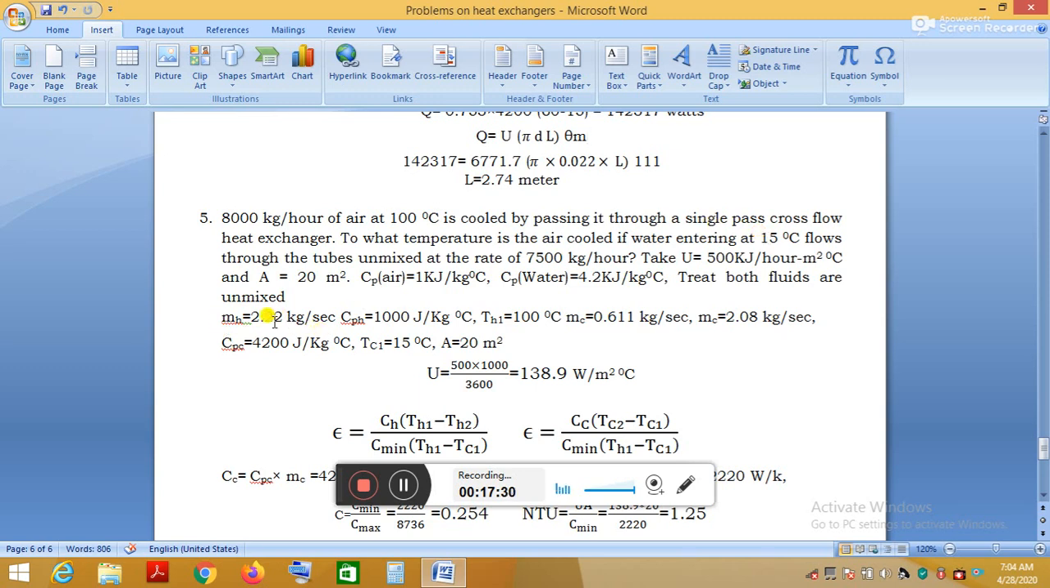The data given is, mass of the hot fluid is 2.22 kg per second. I converted 8000 kg per hour into kg per second by dividing by 3600, and the Cp value of the air, that means the hot fluid, is 1000 joules per kg degree Celsius. He has given it in kilojoules, I converted into joules. And the inlet temperature of the hot fluid, which is air, is 100 degrees Celsius. Similarly, I converted the mass of the cold fluid, that means the water, into kg per second, 0.611.